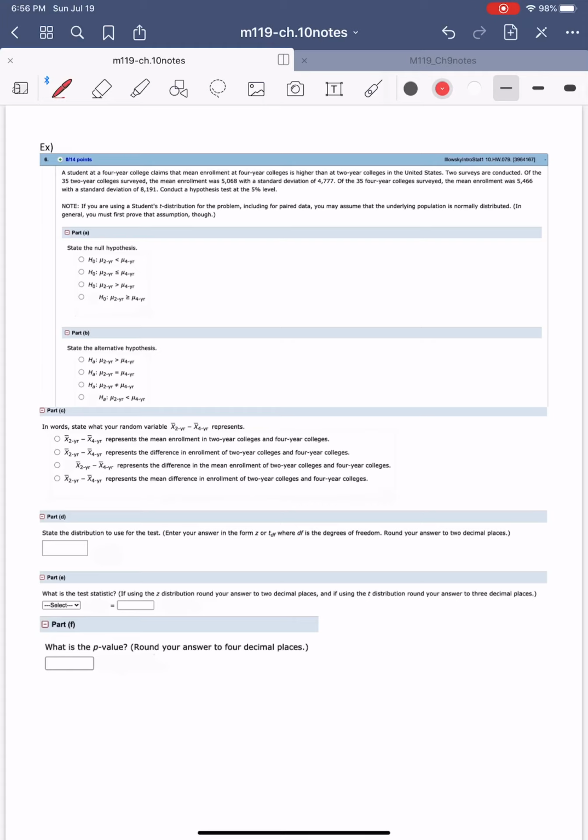First, let's highlight our testing claim. Remember, testing claim will help us write alternative hypothesis. That's the very first step of the hypothesis test. Here's what they claim.